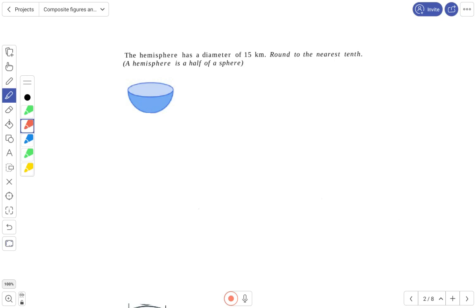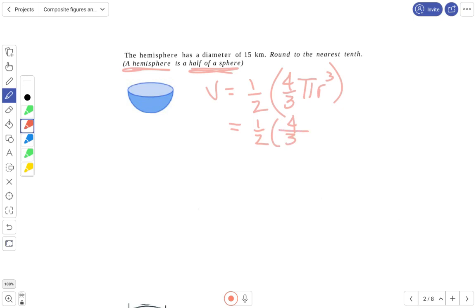It says that I am finding the volume of a hemisphere, and that is half of a sphere. And I know if I take half of the volume of a sphere, that should give me the volume of a hemisphere. So the volume of a sphere is 4/3 pi r cubed. So I'm going to do half of 4/3 pi, and now I'm going to substitute in my radius.